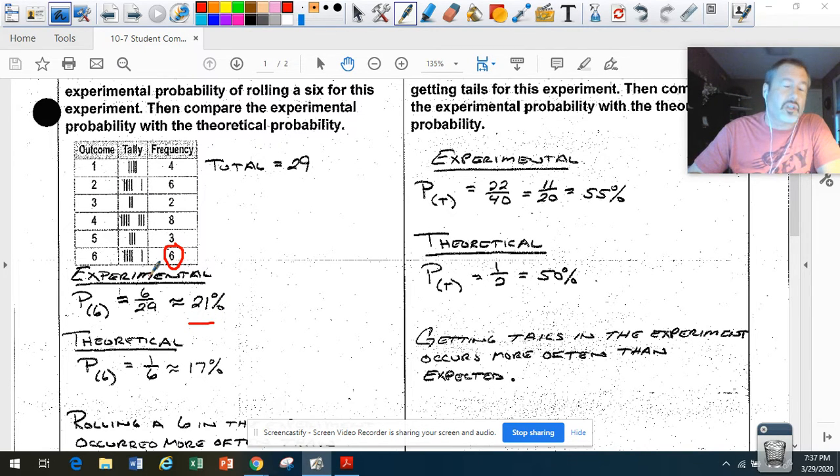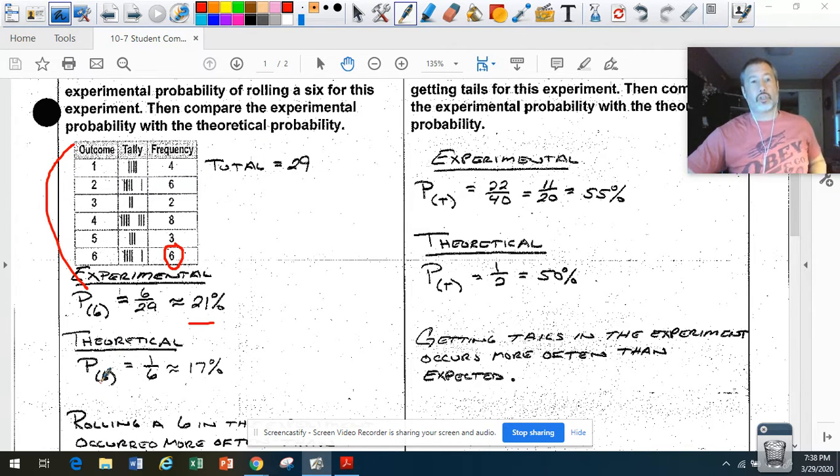Now, that's our experiment because this was our experiment over here. Now, in theory, which means we're not going to do an experiment, each of the numbers has an equal chance. So the probability of getting a 6, well, there's only one 6 on a number cube, and there's a total of 6 numbers on our cube. So it's 1 over 6. If I plug that into the calculator, I get 1 divided by 6 equals 0.1666666. If we estimate that to the nearest percent, that would give us 17%.